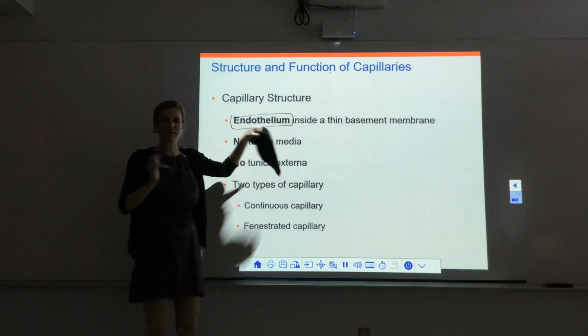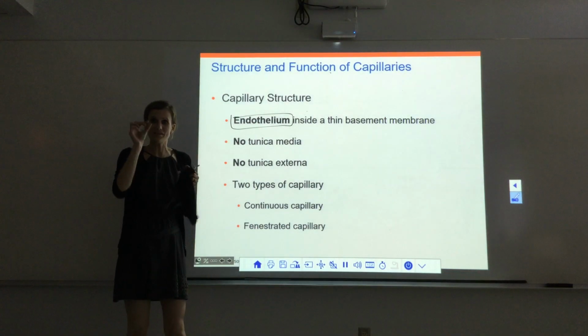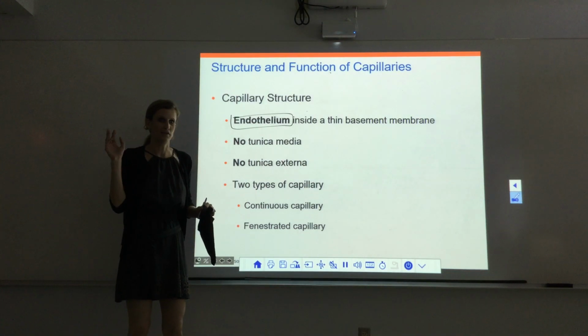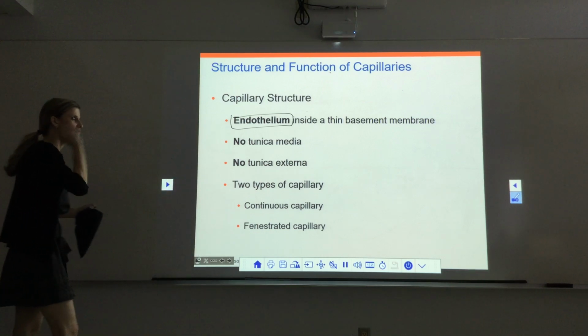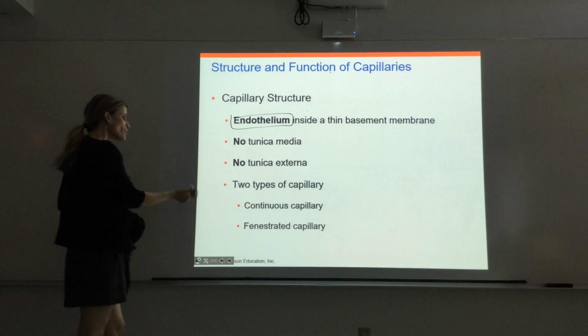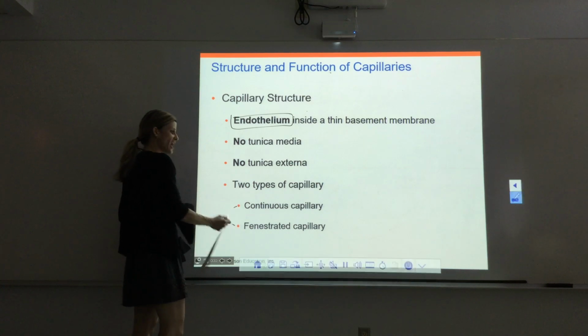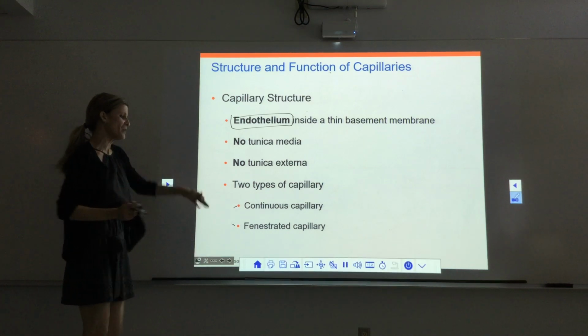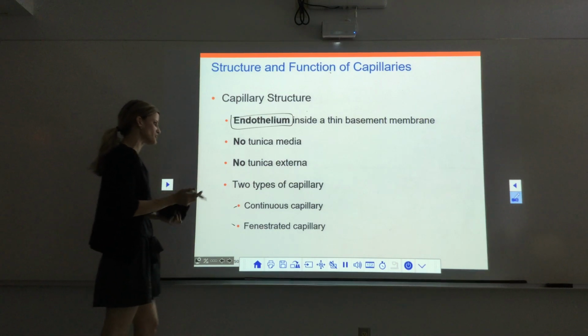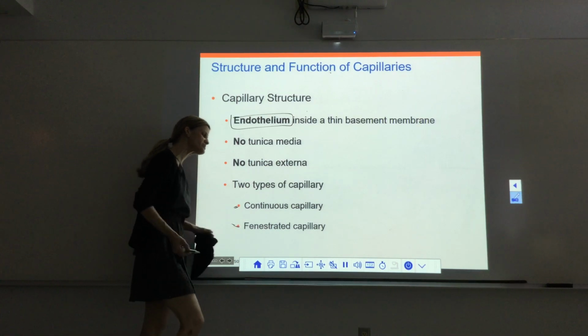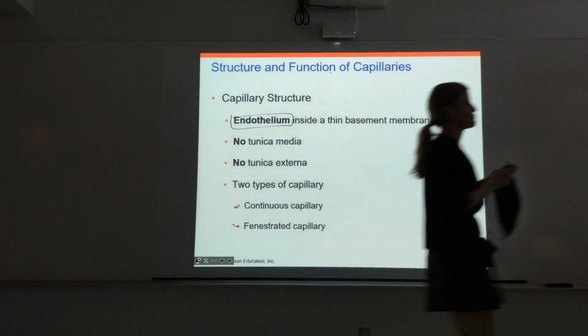This is an itty-bitty thin membrane. So the walls of capillaries are like nothing. Very, very, very thin, paper thin almost. When we look at capillaries, we've got two general types of capillaries, and then we can even get more specific within them. But the two general types of capillaries that we'll talk about are continuous capillaries and fenestrated capillaries.